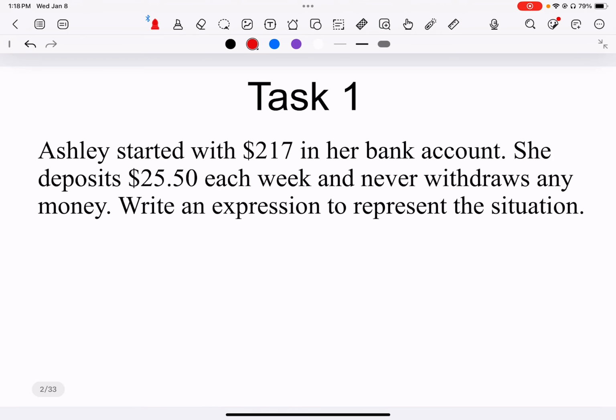Task 1. Ashley started with $217 in her bank account. She deposits $25.50 each week and never withdraws any money. Write an expression to represent this situation.